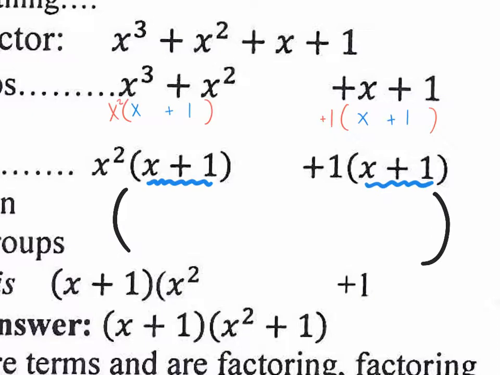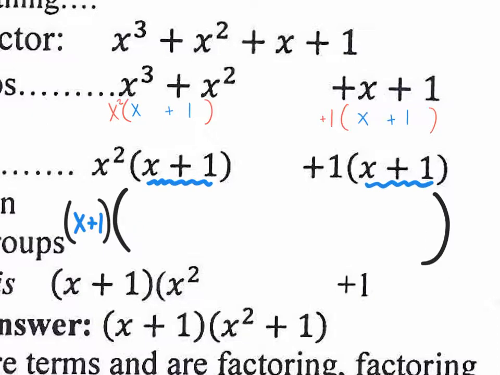And let's pull out that common binomial of x plus 1. I want to put it right here. X plus 1. I'm pulling out the x plus 1. So right here there's an x plus 1. Right here there's an x plus 1. I'm going to pull out those x plus 1s and just write it once out here. And what would be left on the inside?